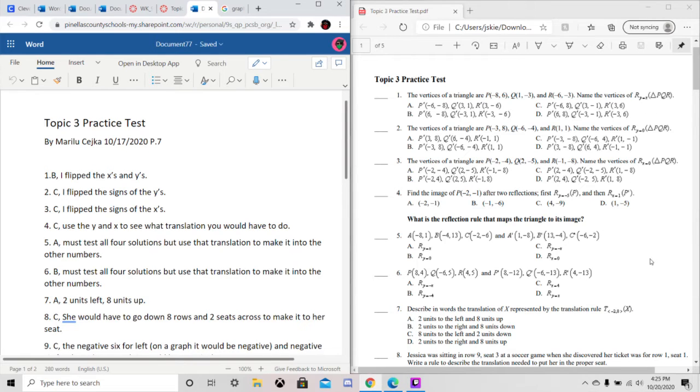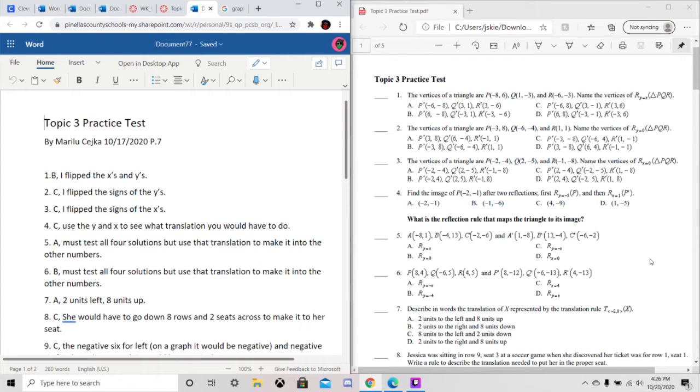So for number 1, it says ry equals x. That's when you would flip the y and x coordinates. So instead of it being negative 8, 6, it would be 6 comma negative 8. On number 2, it says ry equals 0. So that's when you would flip the sign of the y value. So instead of it being positive 8, it'd be negative 8.